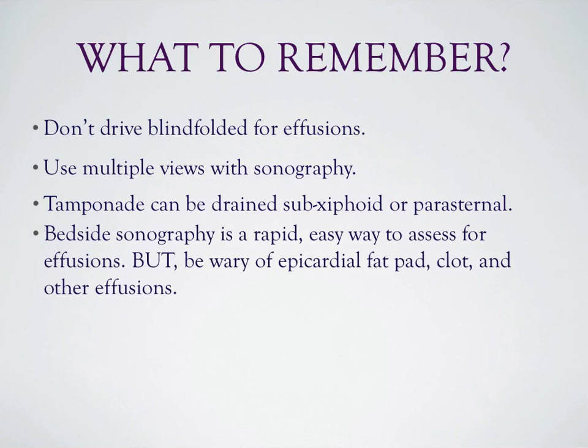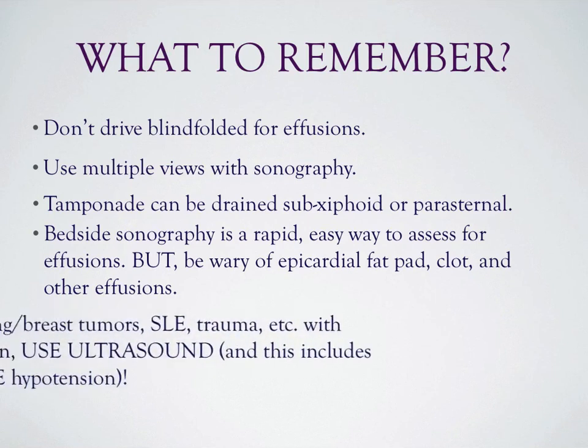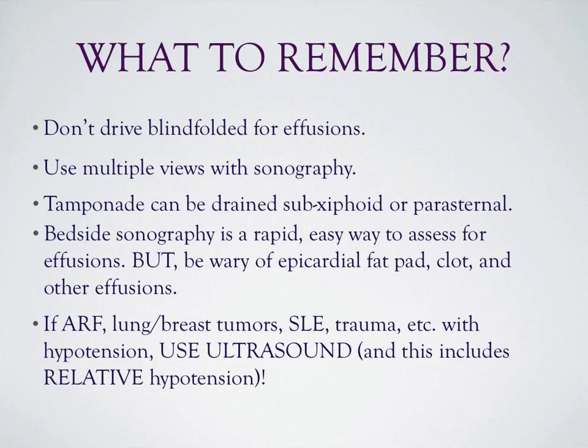And bedside sonography is a rapid, easy way to assess for effusions. But one must be wary of other things in the pericardial space: epicardial fat pads, clots, and other effusions which we've gone over. And remember, if there's acute renal failure, certain tumors, especially lung and breast, connective tissue diseases like lupus, trauma, etc., and there's hypotension, use the ultrasound.